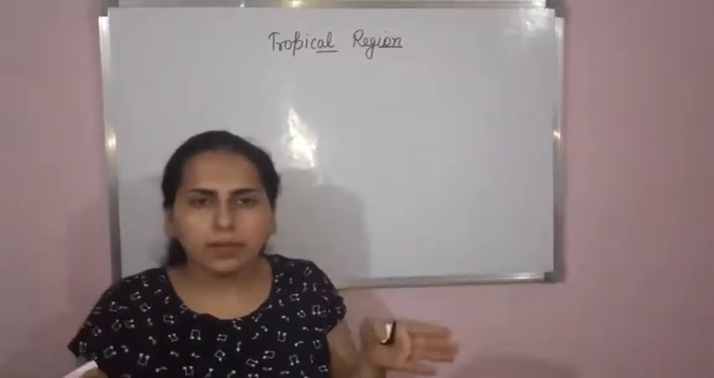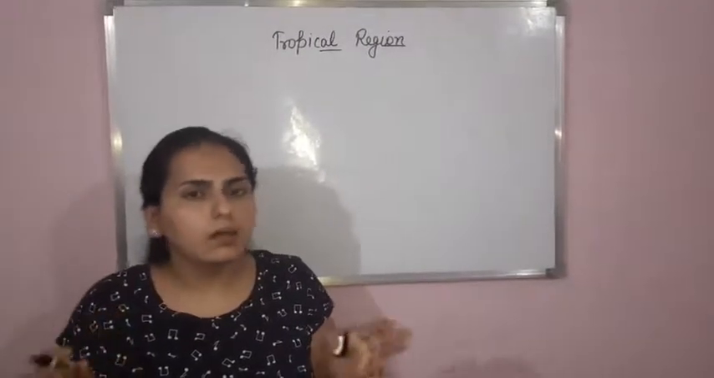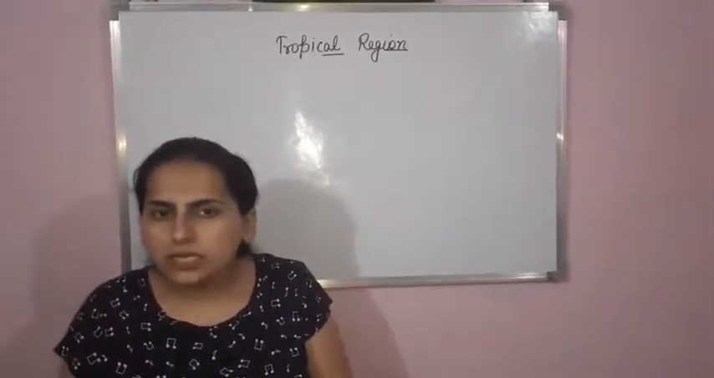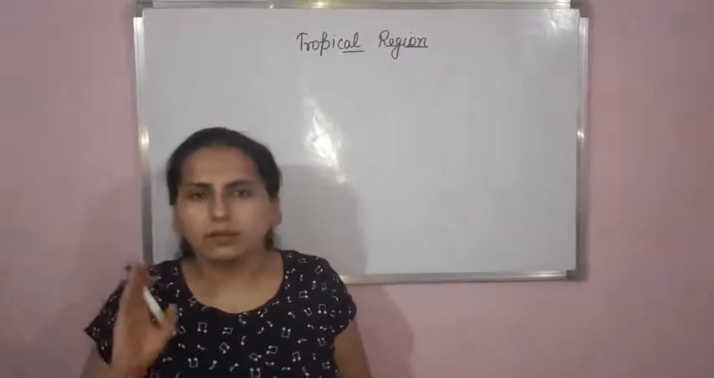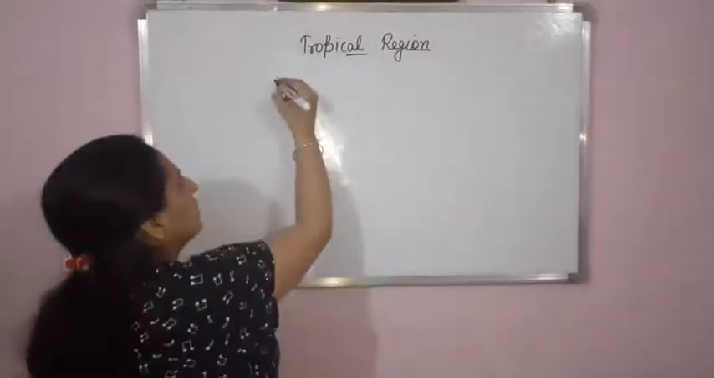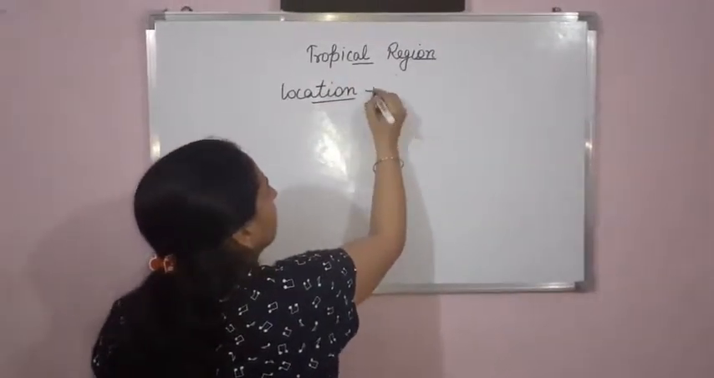So today we will discuss the topic tropical region. Tropical regions are located around the equator. Clear? So what is their location? Around the equator. Clear?